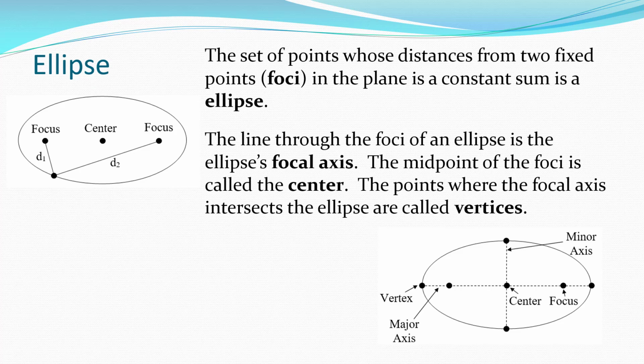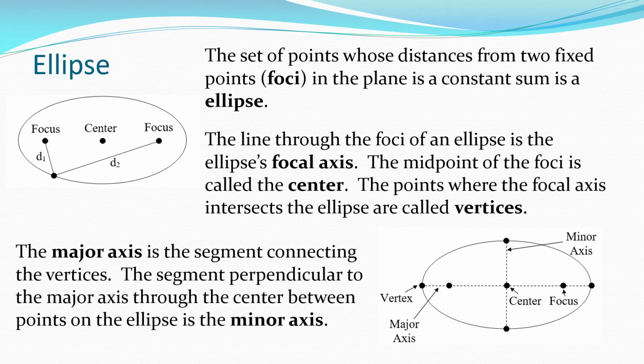The midpoint of the foci is called the center, and the points where the focal axis intersects the ellipse, those are called vertices. Then we often call the major axis to be the segment connecting the vertices, and then the minor axis is perpendicular to the major axis, and it passes through the center. So then it goes between two different points on the ellipse.